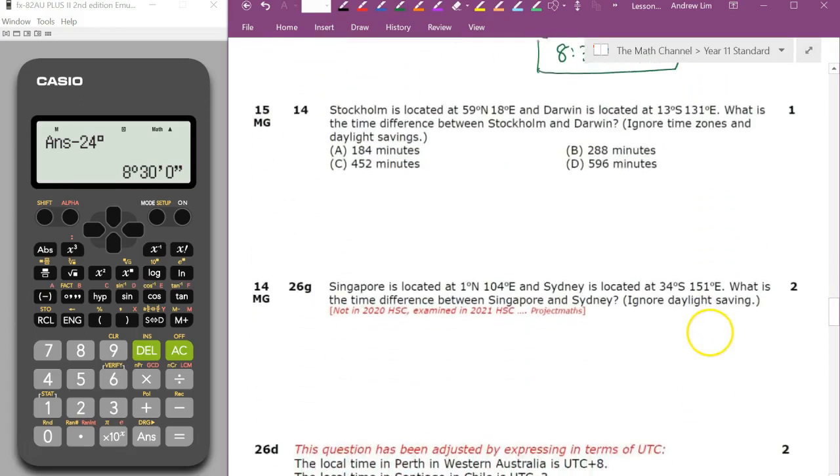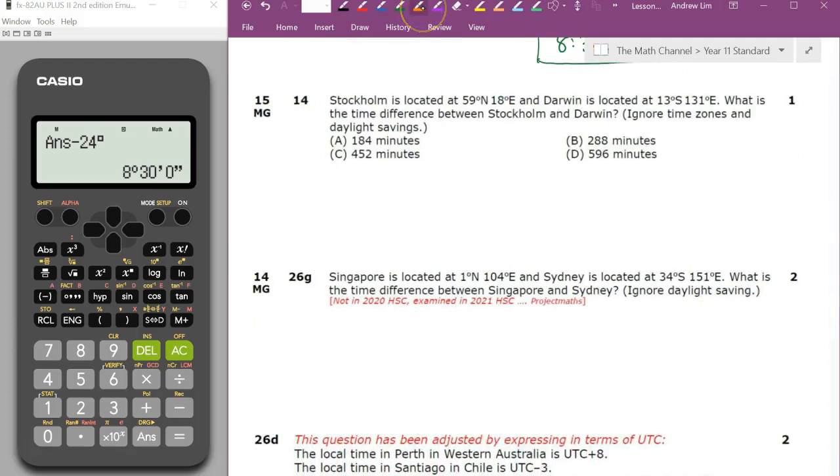Alright, 15. Stockholm is located at 59 degrees north, 18 degrees east, and Darwin is located at 13 degrees south, 131 degrees east. What is the time difference between Stockholm and Darwin? Ignore the time zones and daylight savings. So, time difference is always to do with longitude. So we're always going to be looking at this one. Okay, these numbers, longitude.